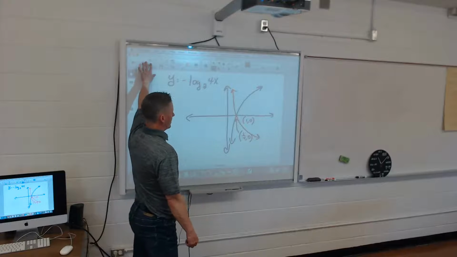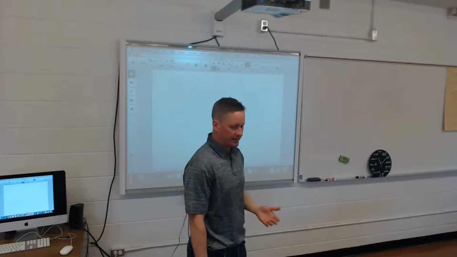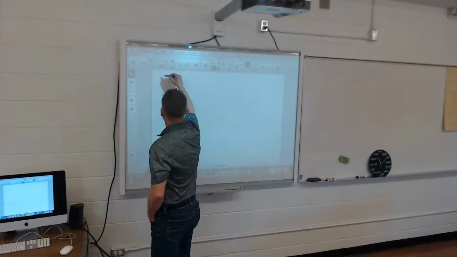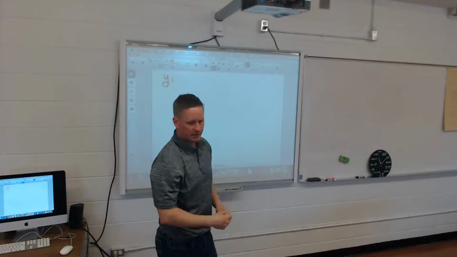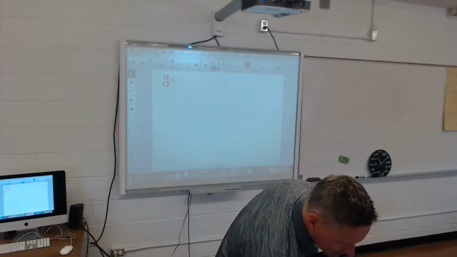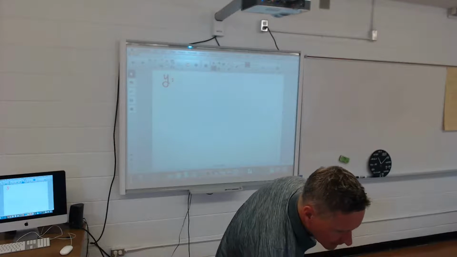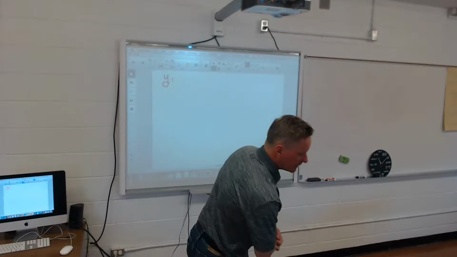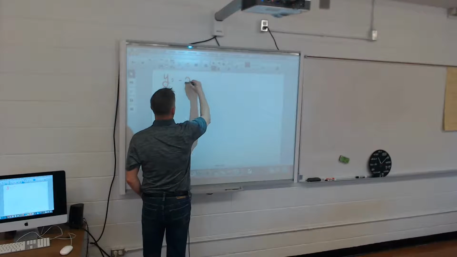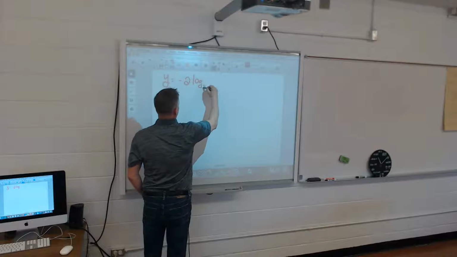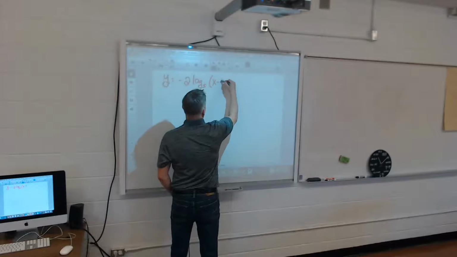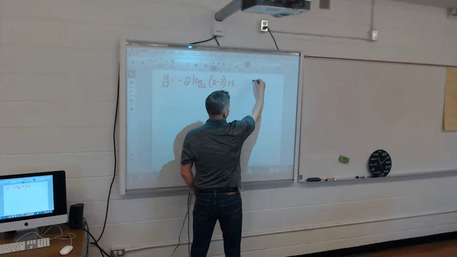Let's look at the third one. I'm going through it quickly because I don't feel like you're learning anything new today. Y equals -2 log base 5 of (x subtract 3), add 5.